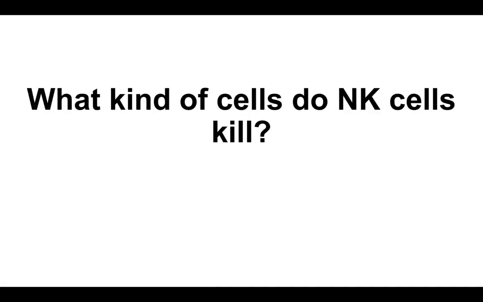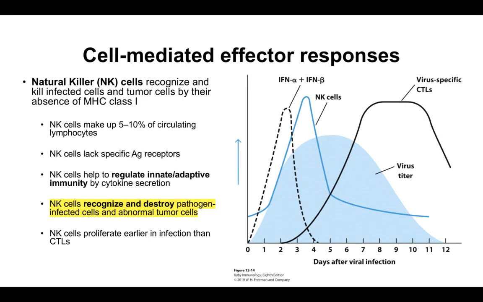What kind of cells do natural killer cells kill? Natural killer cells are another type of cell that can detect and destroy a host cell, but one that's pathogen infected or an abnormal tumor cell. Similar to the cytotoxic T cell, it's recognizing a host cell that has something wrong with it. It doesn't recognize it by the same mechanism or method, but in the end the goal is the same, the type of cell that it's looking for.